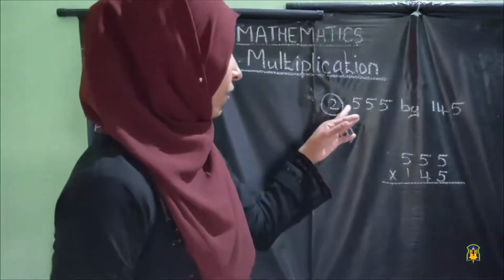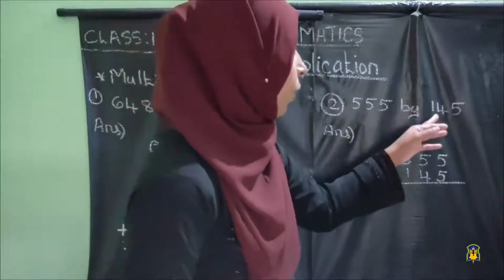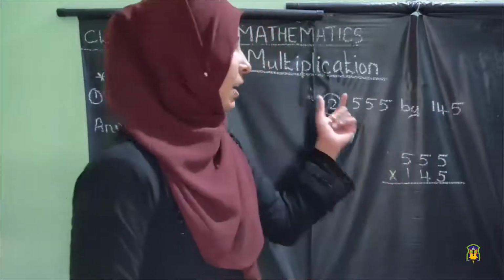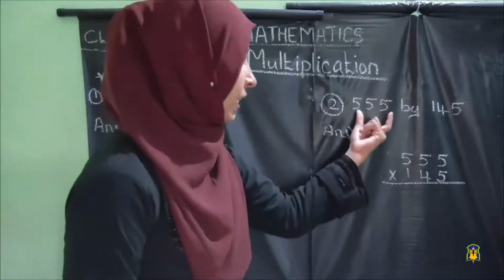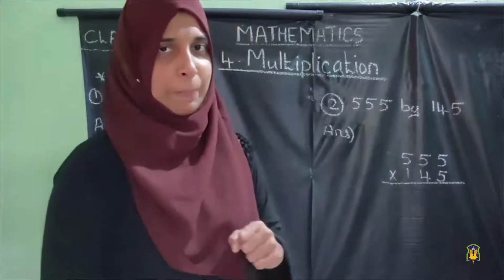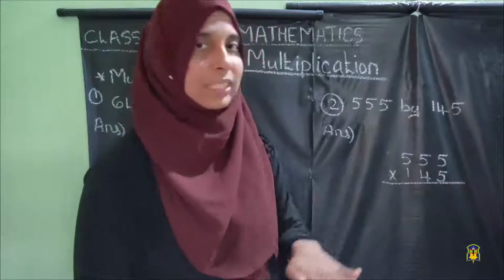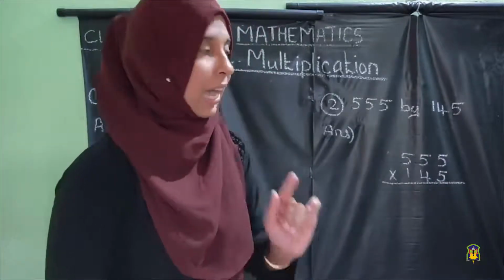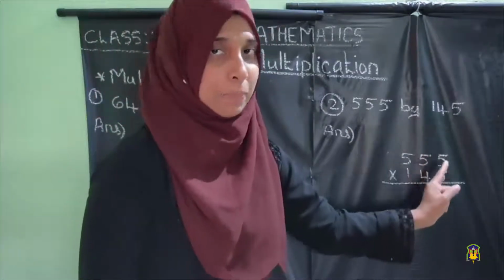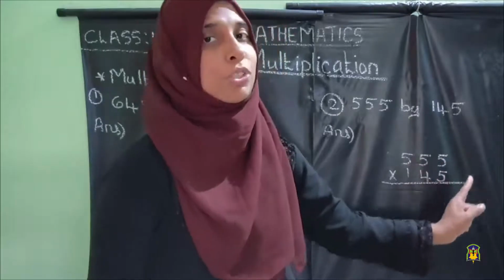Okay, next we can move on to the next question. It is 555 by 145. It is a multiplication of 3-digit number by 3-digit number. Okay, so first we want to write the numbers one below the other, and we should make sure that the digits are written according to their places.